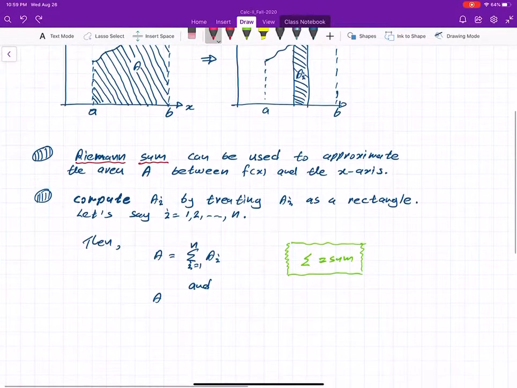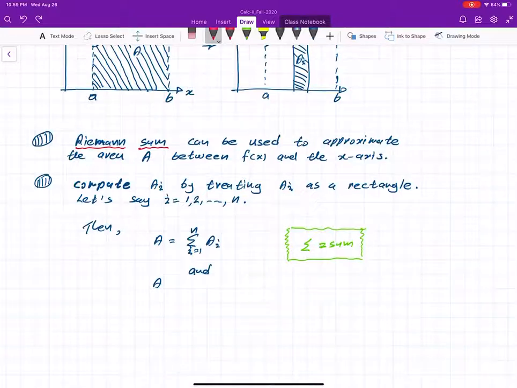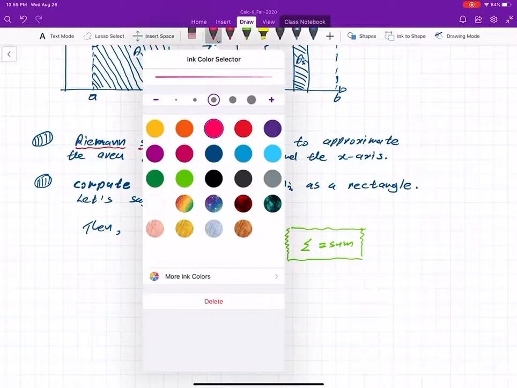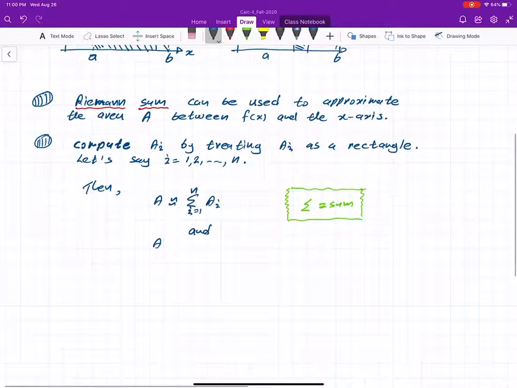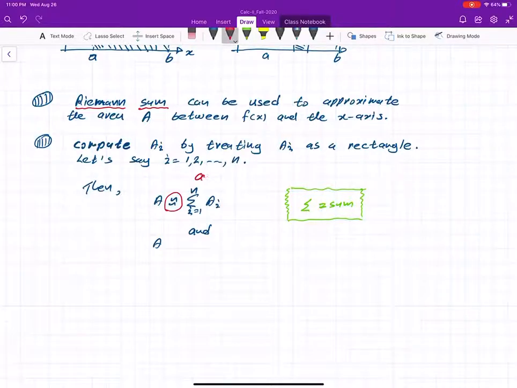What I want to say is, this is not an equal sign, it should be an approximation. My approximation symbol is so weird. Let me rewrite. All right, so that's an approximation. Keep your eye on that. This is not equal, it is an approximation.